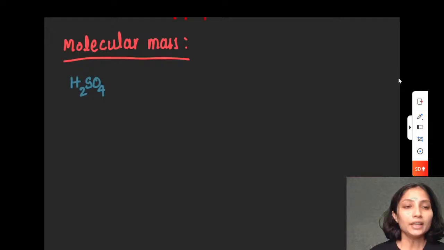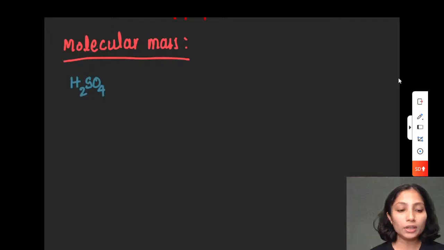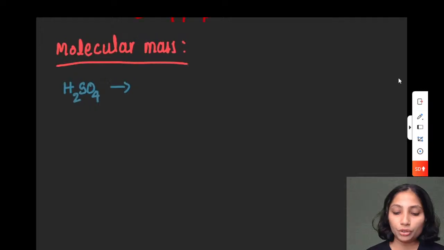Okay, so we have H2SO4. Now we have to calculate the molecular mass of H2SO4. For this, what do I have to do? We have two hydrogen atoms, 2 into the atomic mass of one hydrogen. What is the atomic mass of one hydrogen? 1. 2 into 1, plus.